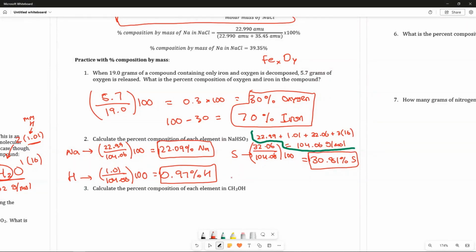And finally, for oxygen, we have 16 times 3, which is 48. Let's make that parentheses first. 48 over 104.06 times 100, which should give us a percentage of 46.13% oxygen. Alright, and so there is all your percent composition for sodium, hydrogen, sulfur, and oxygen in the compound NaHSO3.